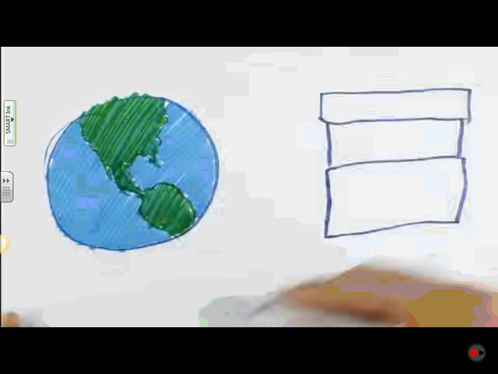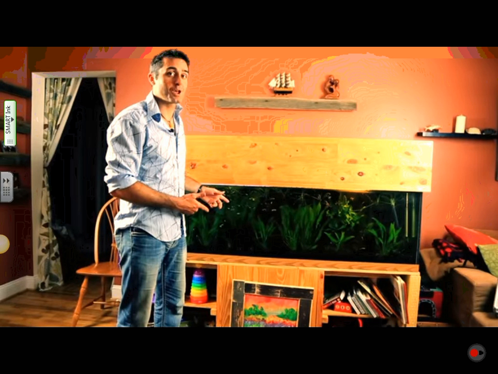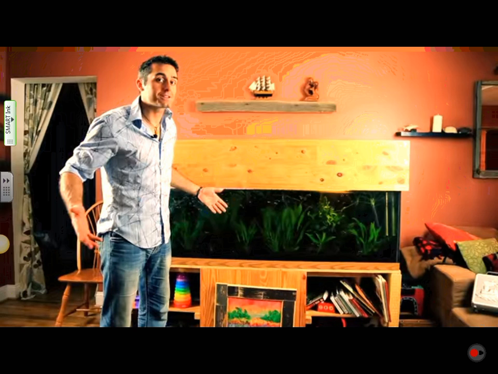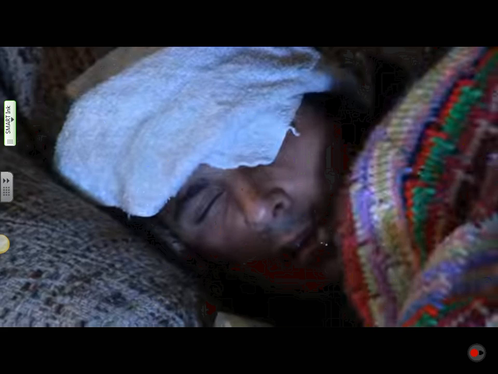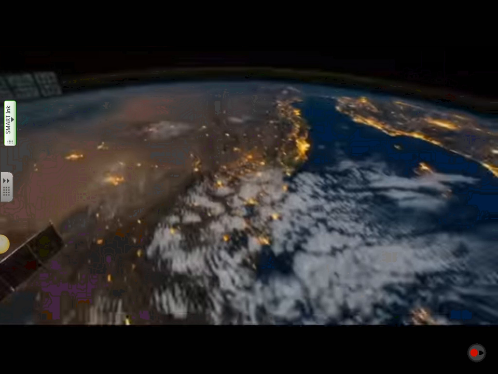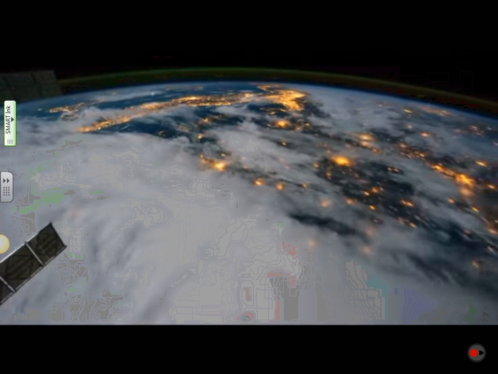Now, in many ways, our Earth is a lot like this fish tank, except we can't just go get a new Earth if we start filling this one up. So, what do we worry about? We worry about water, food, disease, fossil fuels, just to name a few. Now, we are at the stage where we can step back, look at the big picture, think about where we've been and where we're going.